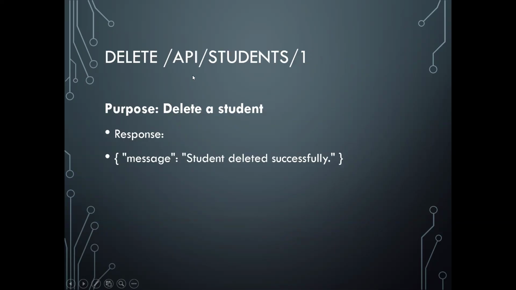Next one, to perform delete operation, we have HTTP DELETE method. So DELETE is one of the methods of HTTP to perform delete operation here. So based on the student ID 1, I want to delete the record. So here we are getting back the response that is student deleted successfully. So that particular record, student number 1, that has been removed successfully from this database server.